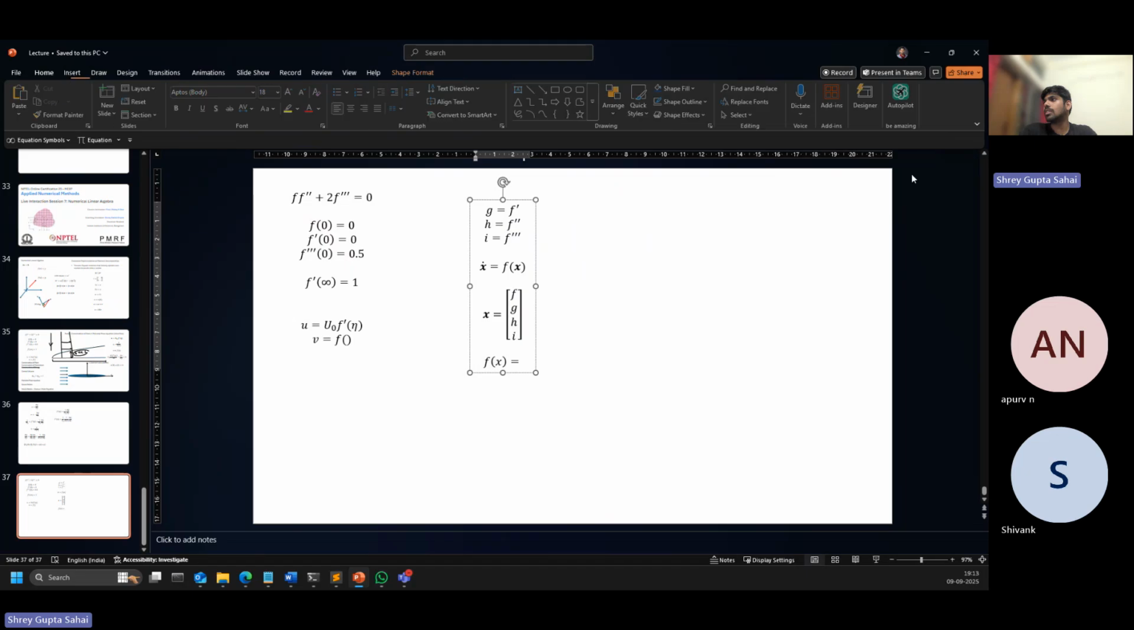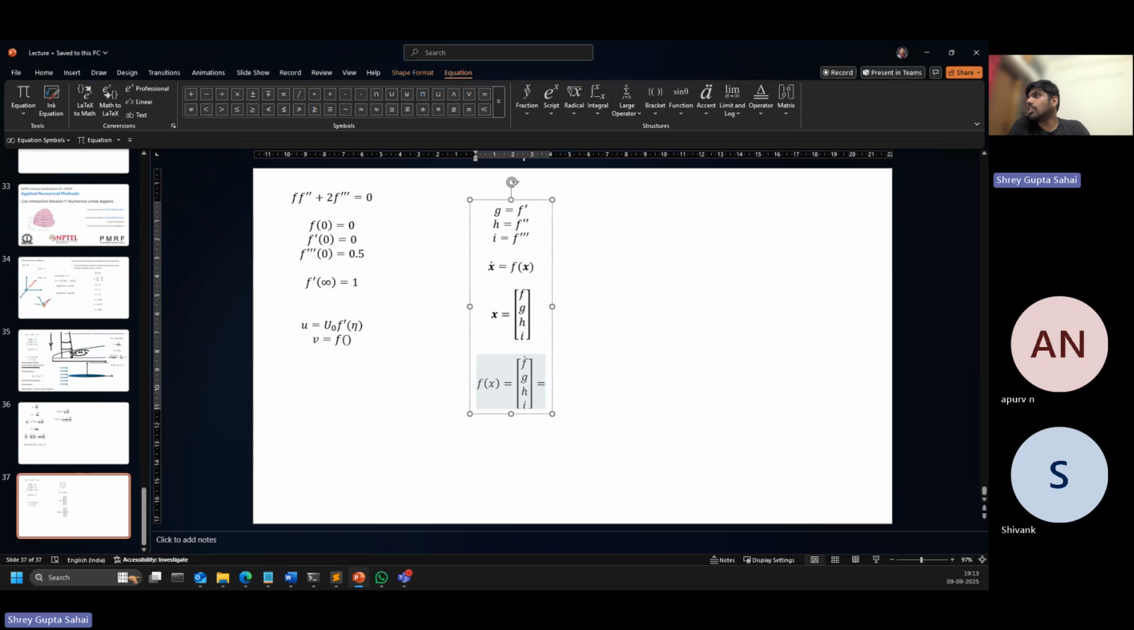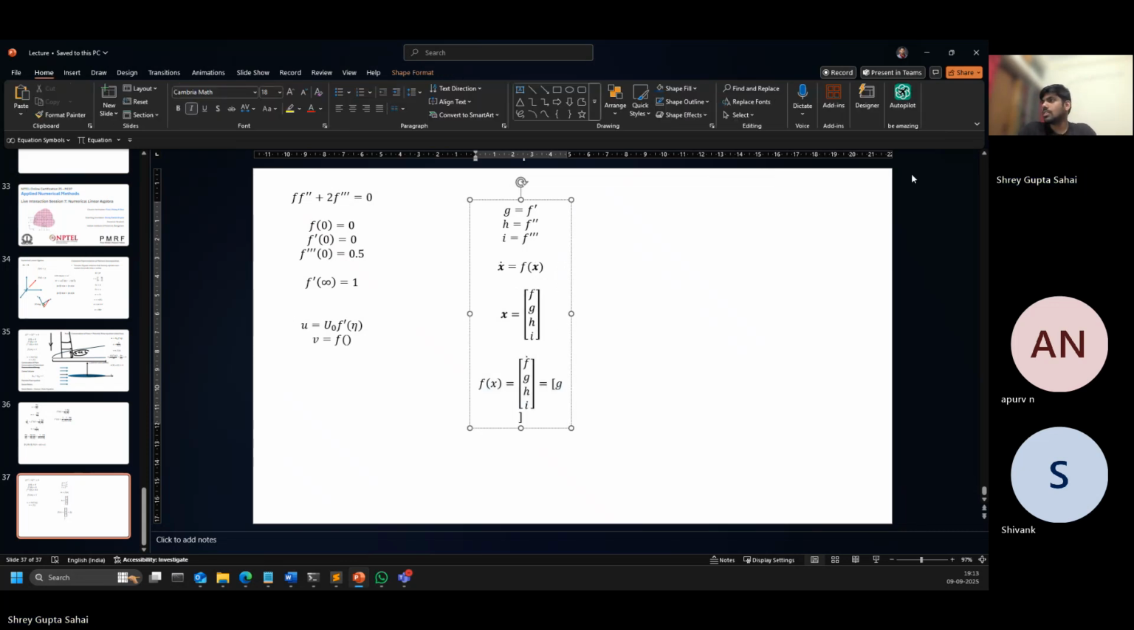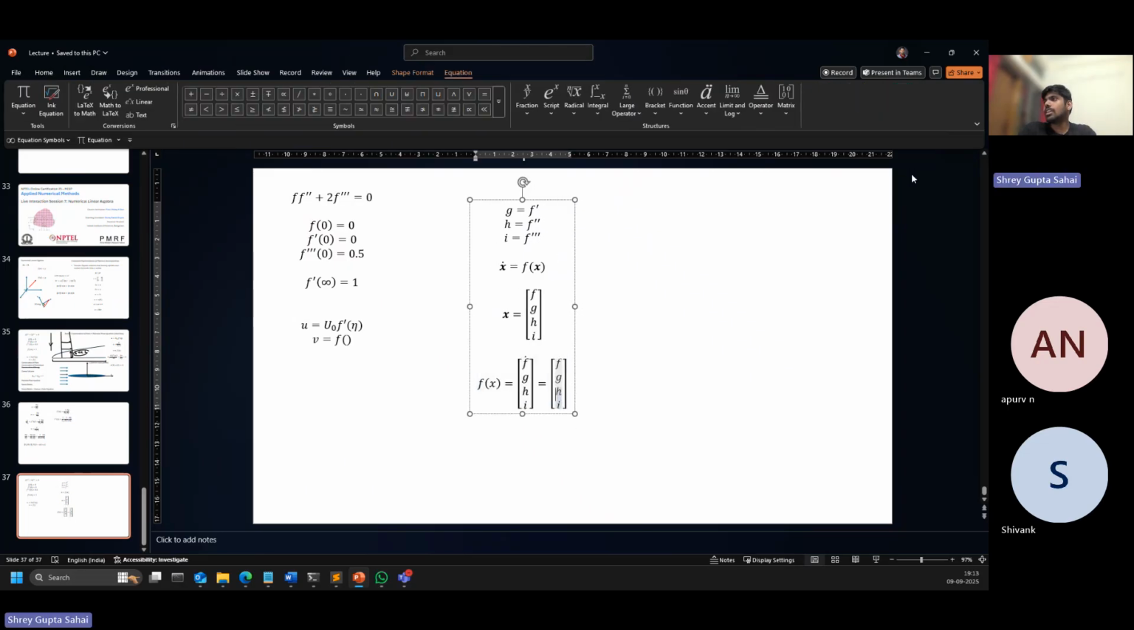What is f of x? Basically f of x is x dot. What is f dot? F dot is g, right? Yes, sir. F dot is g. What is g dot? I'm using dot, but you can use dash. H. What is h dot? I. And what is I dot?